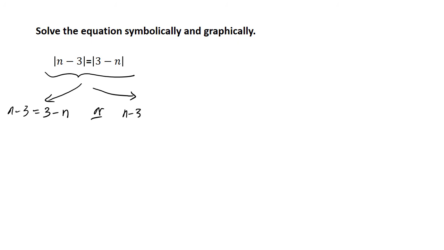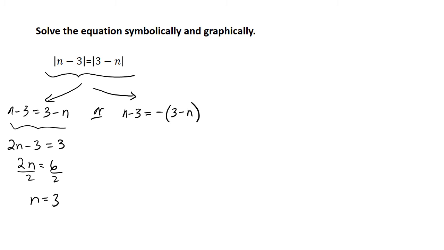So if we think about them as opposite signs, we would negate one of those two sides. Where we think about them as the same sign, we would want to get n's on one side, so add n to both sides, and then add the 3, and when we divide by 2, we get 3 as a result.